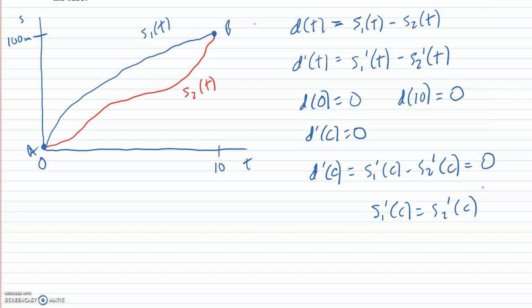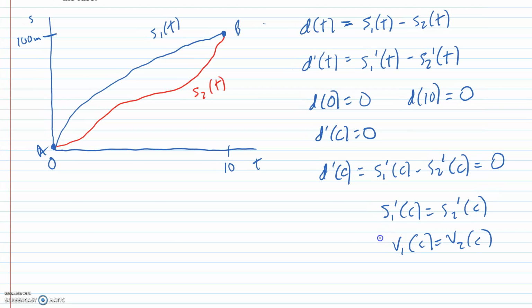There's at least one value of c on the open interval from 0 to 10 at which the S sub 1 prime of c has to equal the S sub 2 prime of c. But these two functions, S sub 1 of c and S sub 2 of c, they're both position functions, and the derivative of the position function is the velocity function. So in other words, we could write this conclusion as the V1 of c equaling the V2 of c. And Rolle's theorem guarantees that there's at least one value of c on the open interval from 0 to 10 for which the velocity of runner 1 has to equal the velocity of runner 2. And that's how we would apply Rolle's theorem to this example.